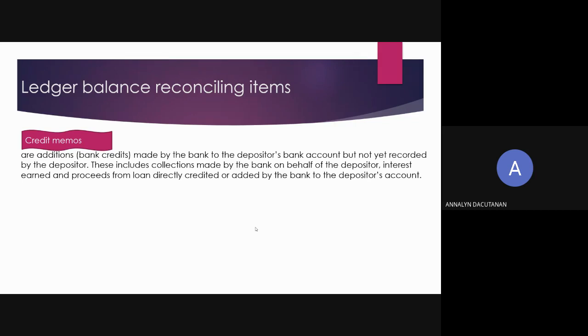So again, kapag kay bangko nagkaroon ng credit memo, ibig sabihin na-credit yung account mo, nadagdagan yung account mo. So si bank, may pumasok na credit, dadagdag ngayon yung cash in bank. Walang visibility doon si books. Ano yung mga example nun? Example, nakakolekta si bangko ng payment from a supplier.